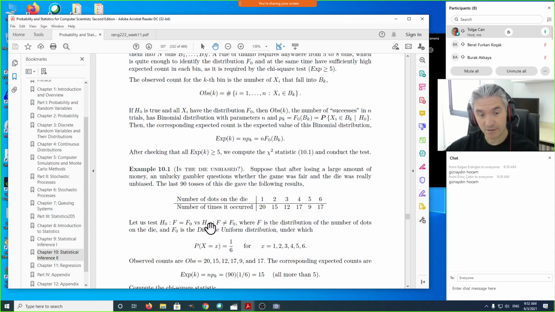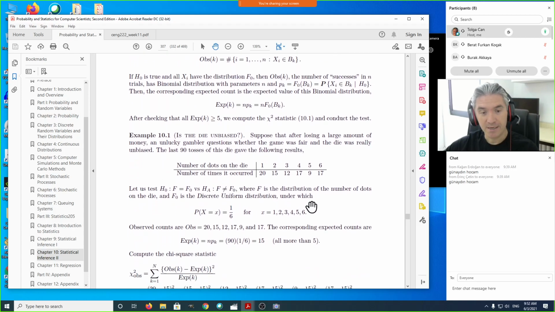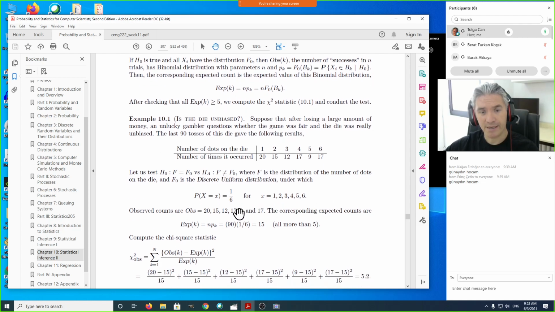So we conduct a hypothesis test basically. If it was fair, it would be a uniform discrete distribution here with 1/6 for every die number. And these are the observed counts. The expected counts will be 90 times 1/6. So it's like a binomial distribution. We are going to compute the expected counts similar to that. The sample size always has to come into the picture.